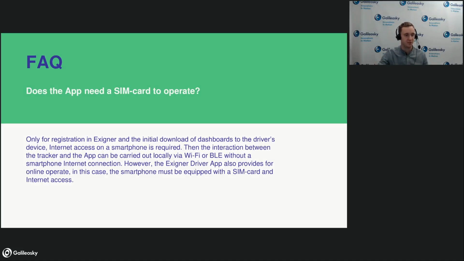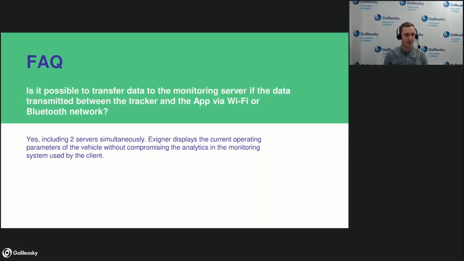All right. The next question might be: do we have the opportunity to transfer data to the monitoring platform which the customer is used to having, and at the same time use the Exigner application? The answer is yes, we can do that. More than that, we can have communication with two servers simultaneously, and at the same time have the transmission between the tracker and the Exigner application over Bluetooth or Wi-Fi.